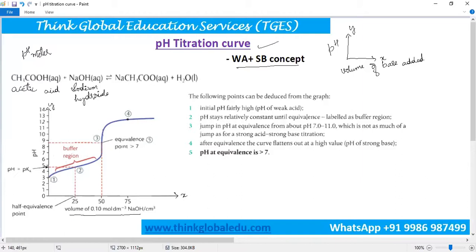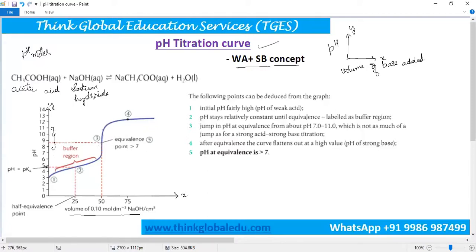Over here, the first point indicates the initial pH in the reaction chamber, and as we start adding the base from the burette, the pH stays relatively constant in what is labeled as the buffer region, until the equivalence point is reached. Suddenly, at the equivalence point, we can observe a jump in the pH from about 7 to 11.